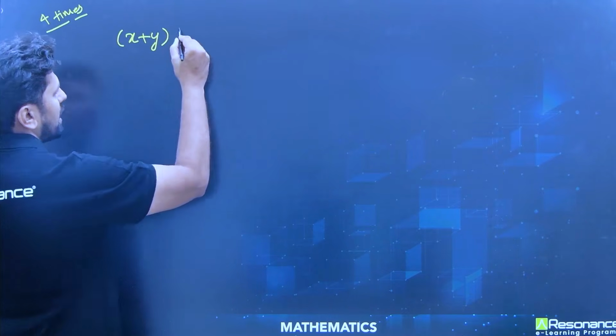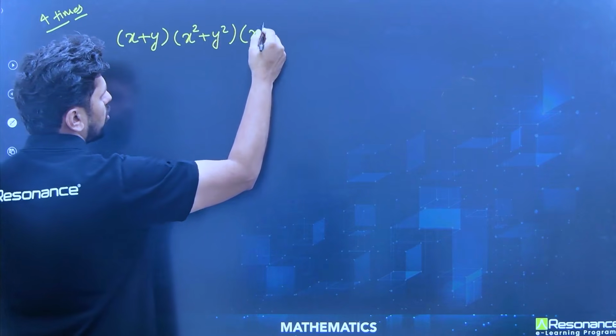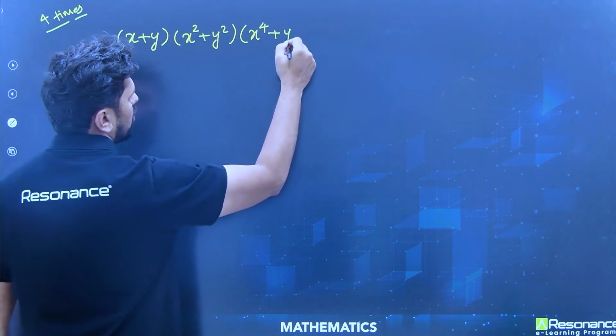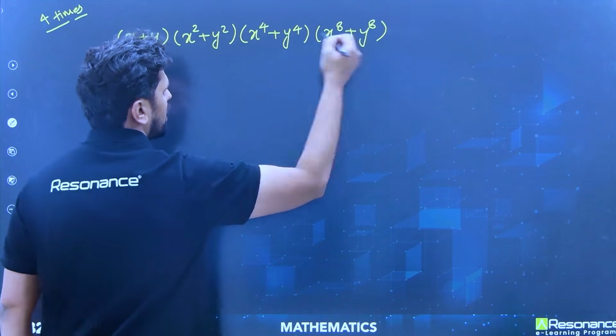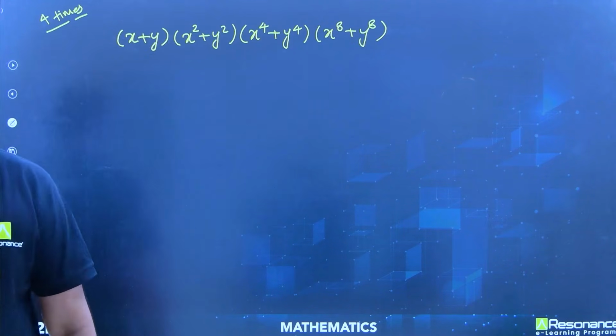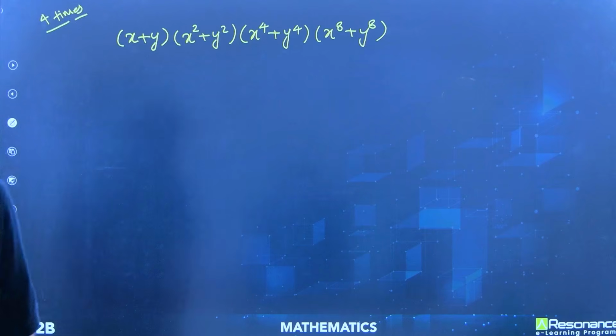Whenever you see x plus y into x square plus y square, then x to the power 4 plus y to the power 4 into x to the power 8 plus y to the power 8, let's say we are going up to this much. There is no method to factorize this directly.